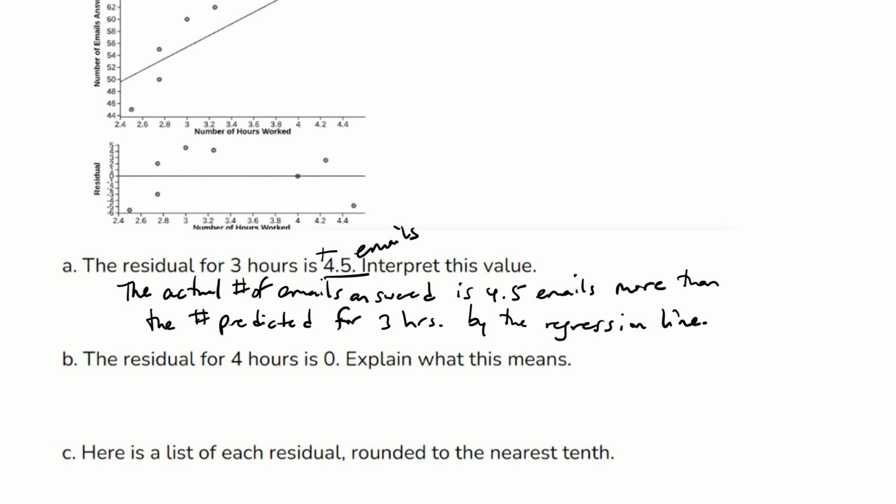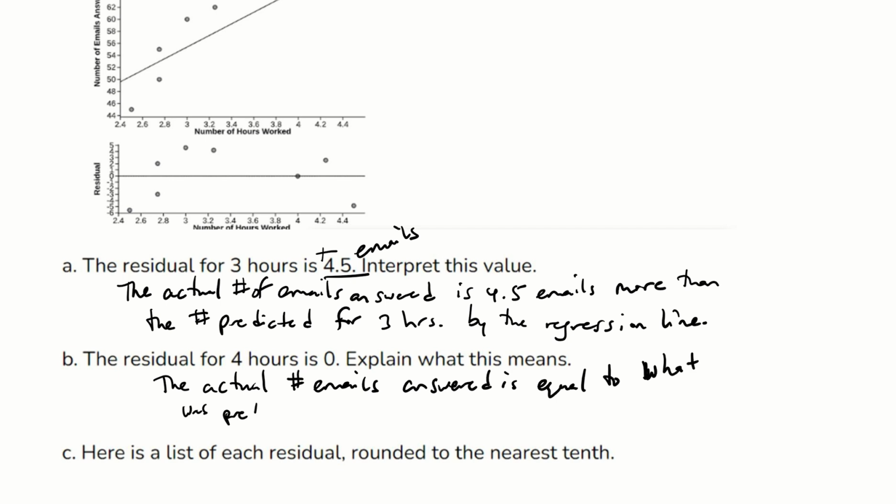Or in other words, if the actual is more than predicted, that means we underpredicted by 4.5. The residual for 4 hours is 0. Explain what this means. If the residual is 0, then the actual is the same as what was predicted, right? So the actual is equal to what was predicted for 4 hours by the regression line.